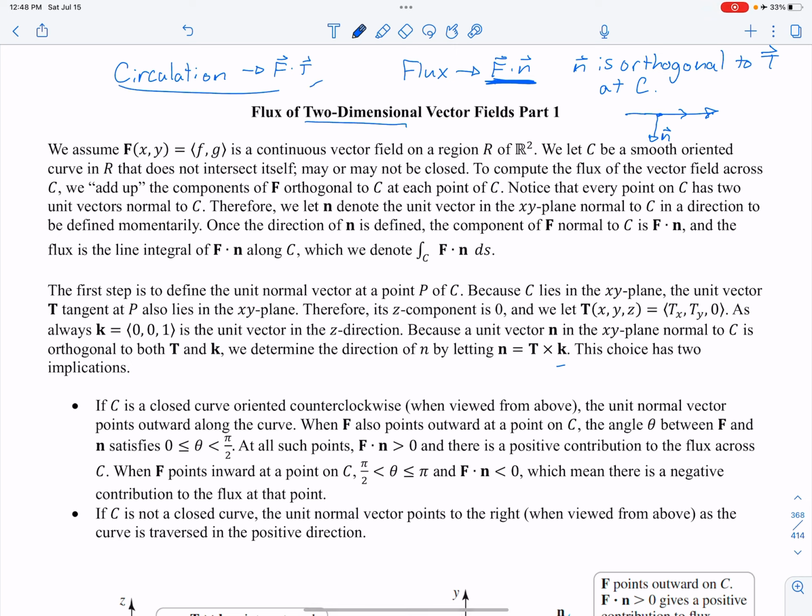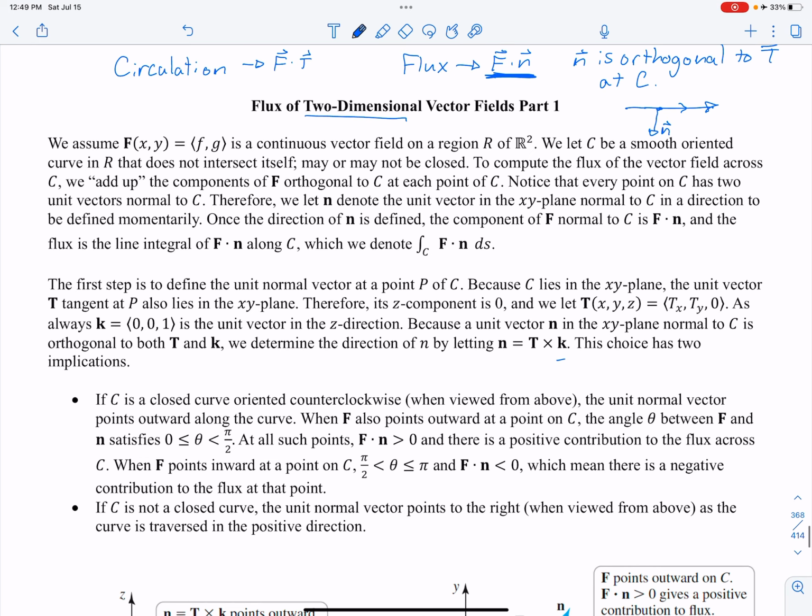Circulation measures how much the headwind and tailwind pushes or holds me back. Flux is all about crosswind. In this case it will be an outward flux, and it's going to measure how much wind crosses over point C, how much of the force is pushing on C at an orthogonal angle. This makes sense: if I can find an orthogonal n, then I can just take that dot product.